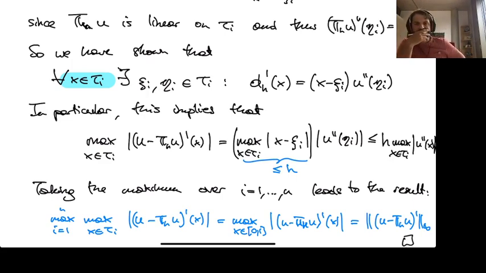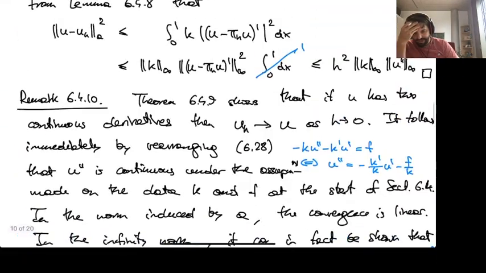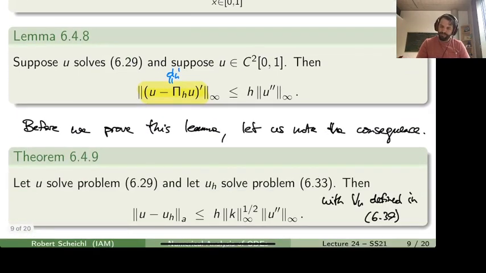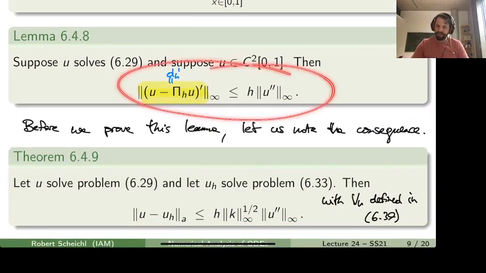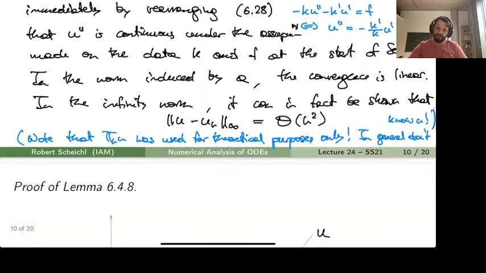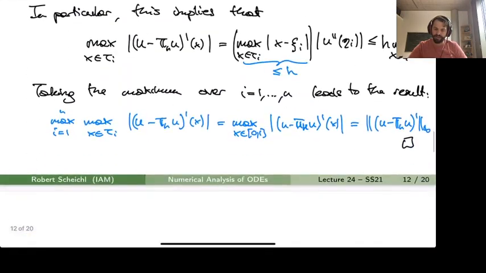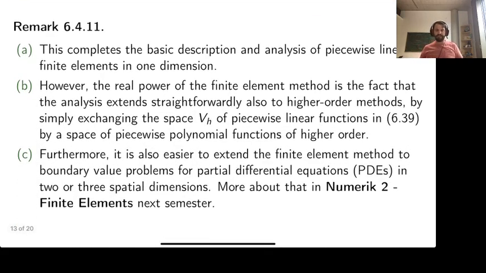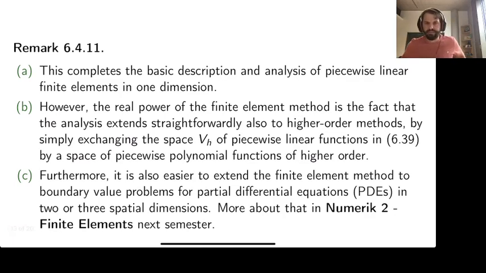Okay, so what have we proved? We have proved our interpolation result here in lemma 6.48, and before that I'd already proved how this implies linear convergence in the A norm of our finite element solution. So let me give you a couple of final comments on this section on the finite element method. So in essence, this now completes the basic description of the method and of the analysis of piecewise linear finite elements in 1 dimension.